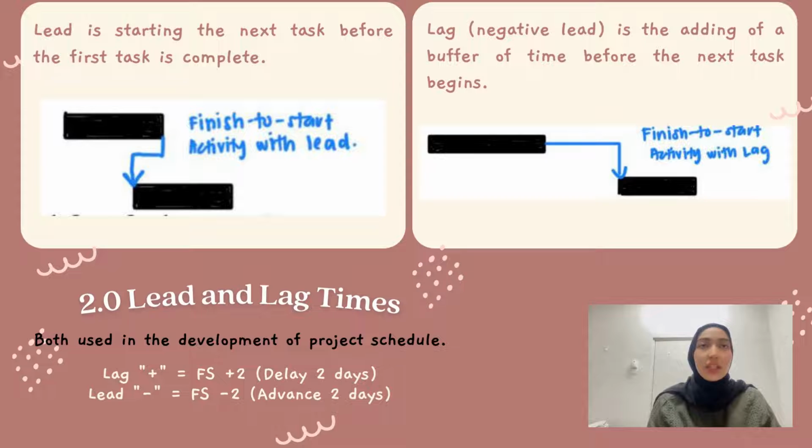As for the lag, it is the adding of a buffer of time before the next activity begins. Assuming the duration of the first activity is 3 days and 2 days for the second activity. After completing the first activity, you wait for 1 day and then you start the second activity. Remember, you start the second activity 1 day after completing the first activity. So we can say that the lag time is 1 day.